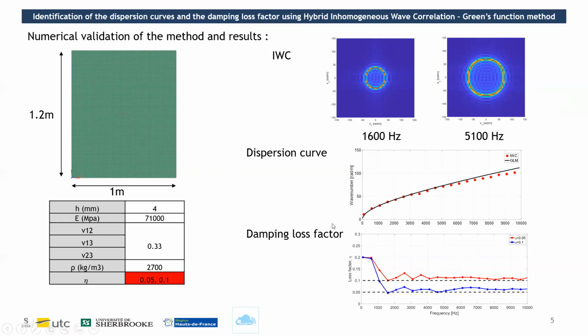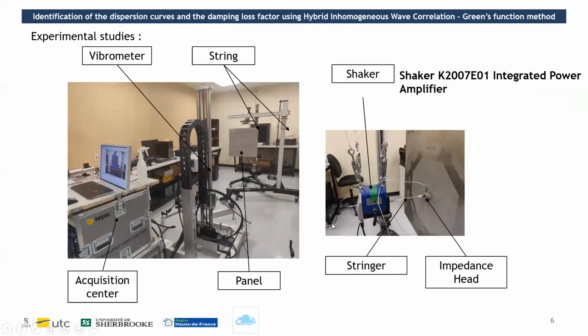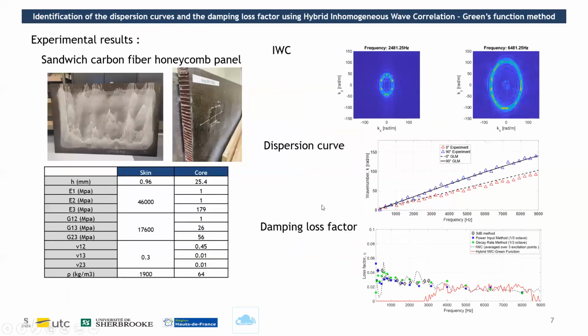We can now move to the experimental validation. The setup of the experimental study is shown as follows. The test was done on a 1 meter by 1.5 meter sandwich carbon fiber honeycomb panel. The definition of the panel is shown below.